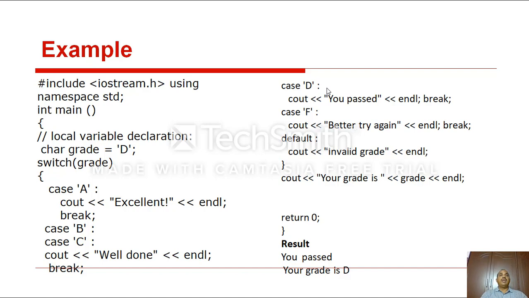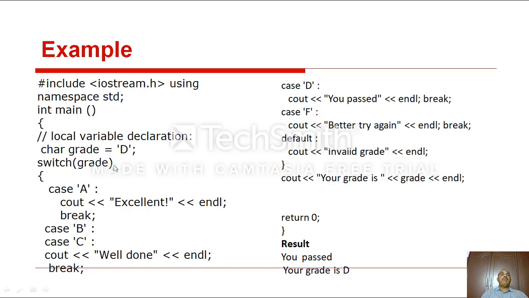Clear? Then the next one: the constant expression for a case must be the same data type as the variable in the switch. Clear? So here, switch grade, your character grade D. Your grade is a character variable, so the case constant expression must be a character. So case D must be a character.